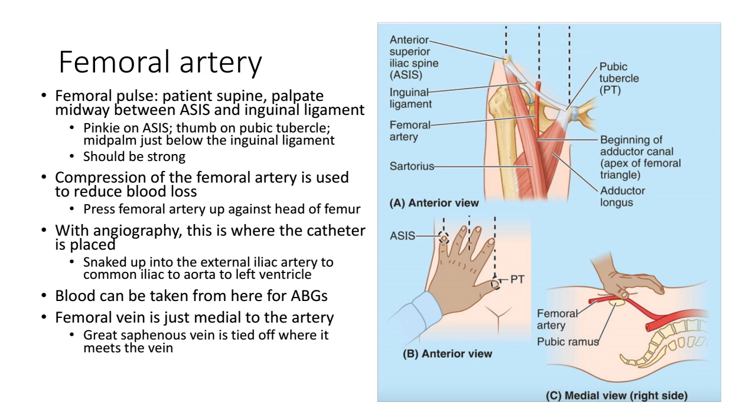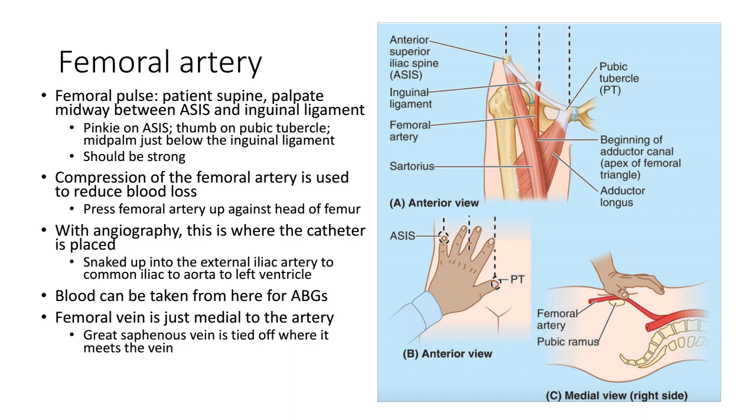The femoral artery pulse should be very strong. Compression of the femoral artery is used whenever you need to reduce blood loss, when you're trying to reduce hemorrhaging. So you would press that femoral artery up against the head of the femur.